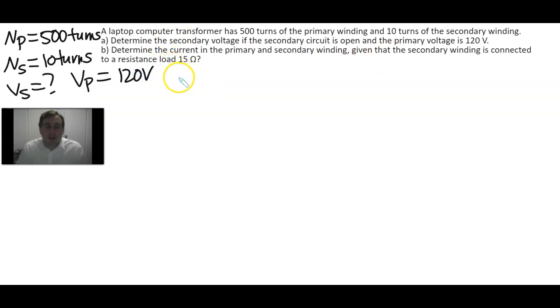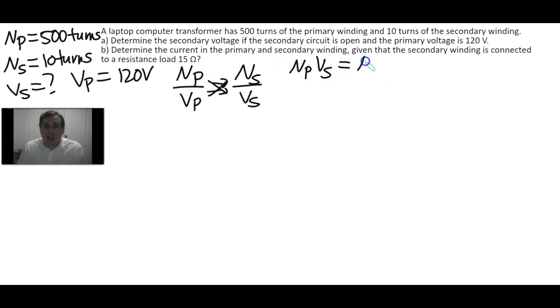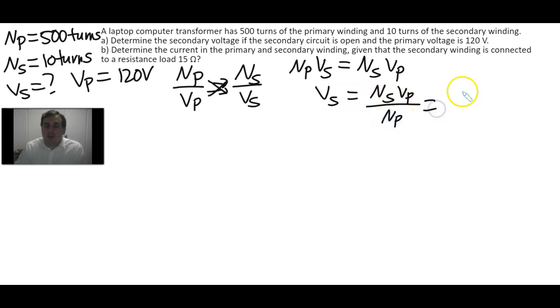So the great thing about transformers is that the primary to the secondary number of turns to voltage is just a ratio. Okay. And we can solve this for VS. We can just go ahead and cross multiply. So we get NPVS equals NSVP. And let's go ahead and get VS out of that. So VS equals NSVP over NP.